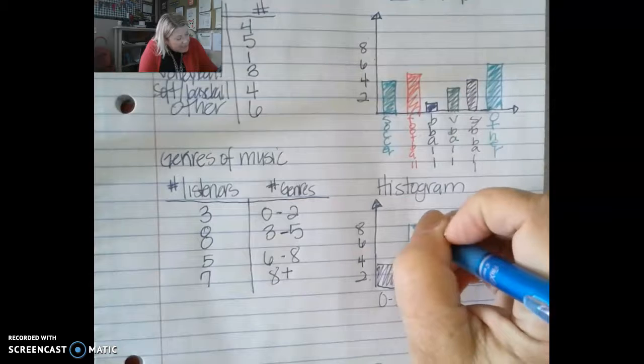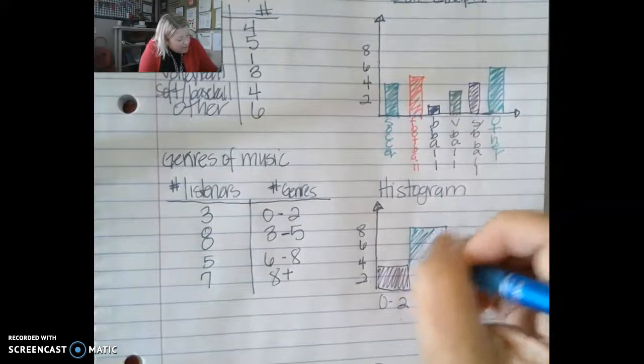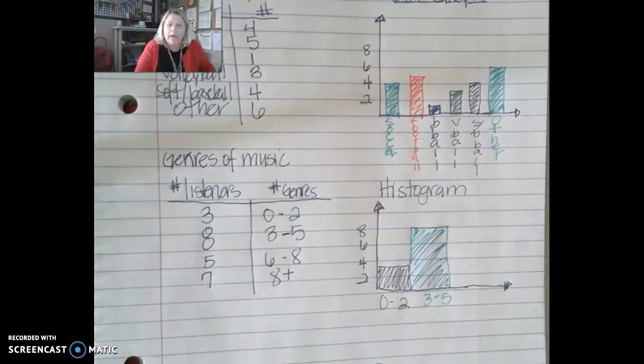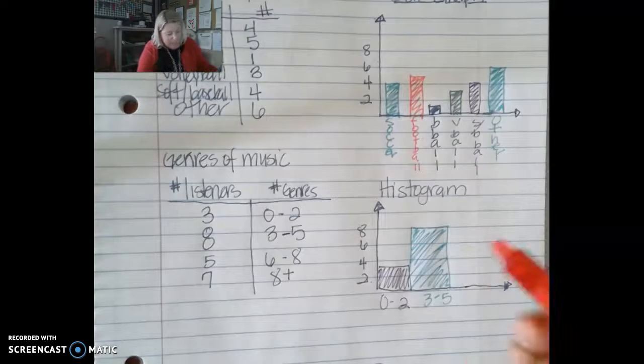And then 3 to 5 different genres had 8, so I'm going to go all the way. And they touch each other because there is no space in between them. There is no exact number. If you said, how many sodas do you drink in a week? Oh, I drink 2 to 3. That's an interval. It varies, right? So we have to have that little interval in there.